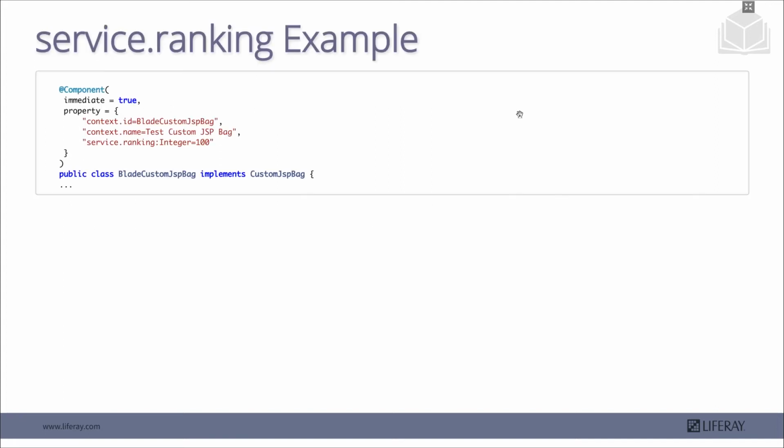Now, as an example here in the code, we just set the property service.ranking:Integer, and we're going to set it equal to 100 in this example. That's very typical if you look at our examples. Oftentimes when we want our service to be selected, we're going to use the numerical value of 100 when we change that attribute.